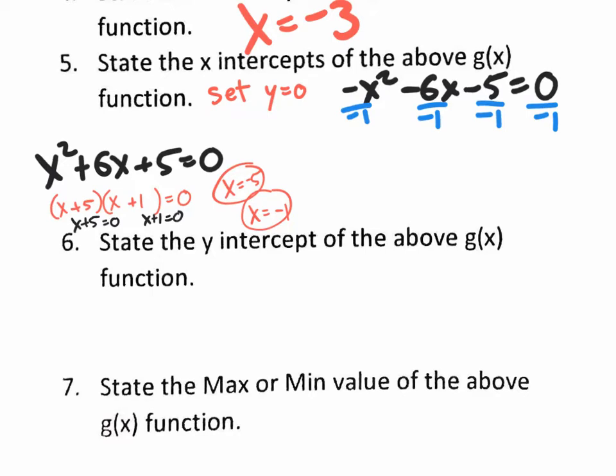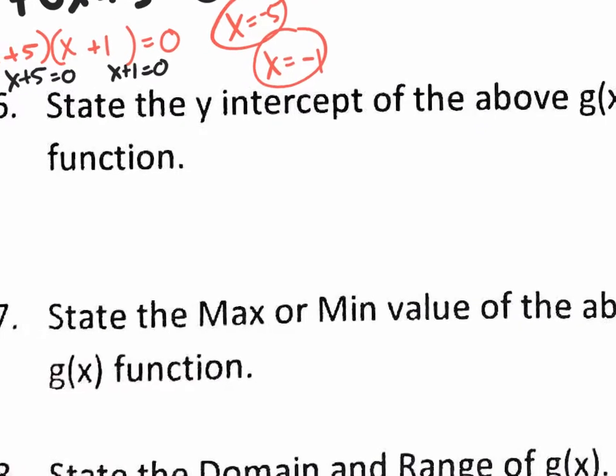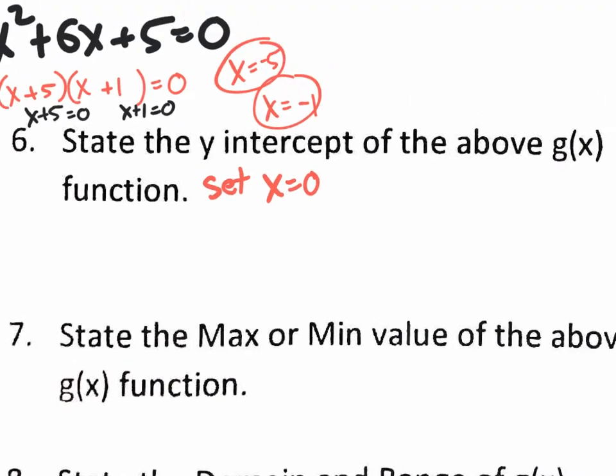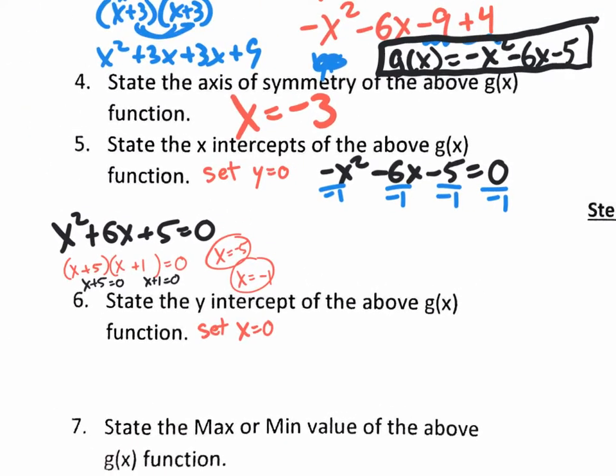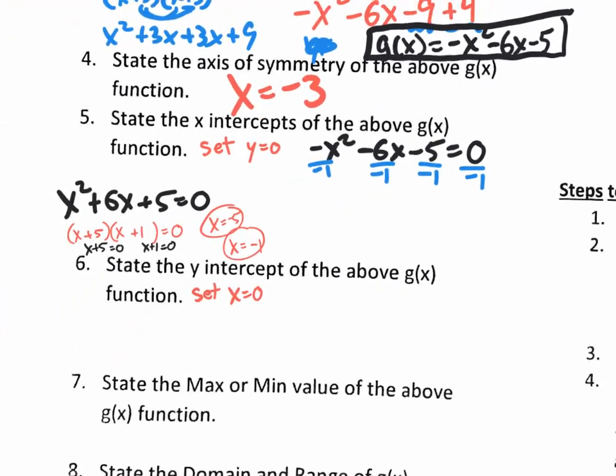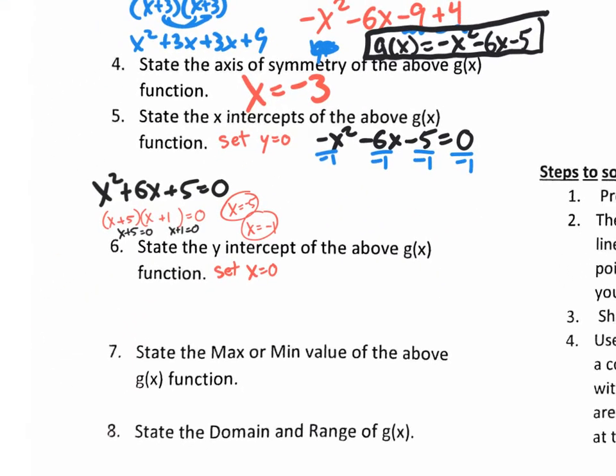Number 6, state the y-intercept. How do I find the y-intercepts? Set x equal to 0. And we are still dealing with that g of x function. So I'll tell you what, setting x equal to 0 is the easiest thing in the world if you're dealing with the standard form. Because if you set the x values equal to 0, what's your answer going to be? Negative 5. It's going to simply be your c value. So that's like a ridiculously easy question to do.